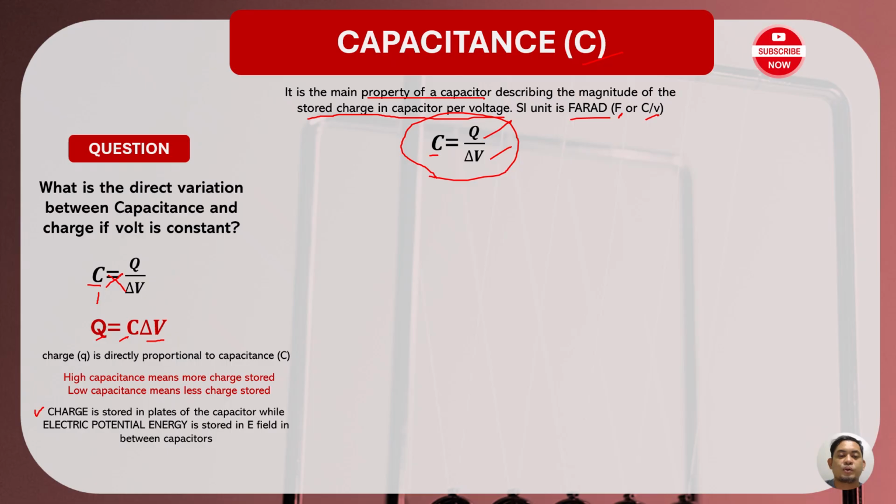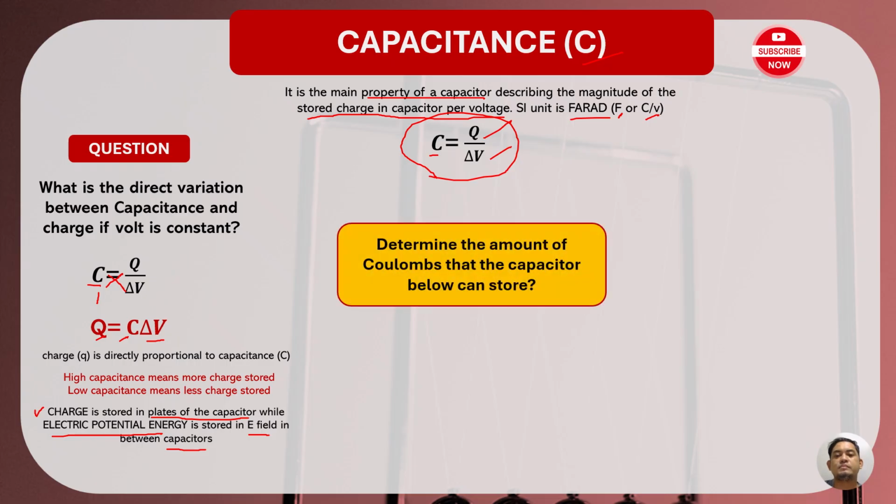Charge is stored in the plates of a capacitor. I will be showing you later. And the electric potential energy is stored in the E field between the plates of the capacitor. Since these plates are charged, they can generate an E field, or electric field.